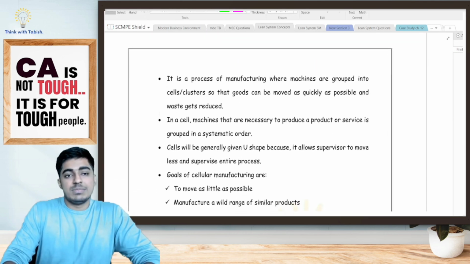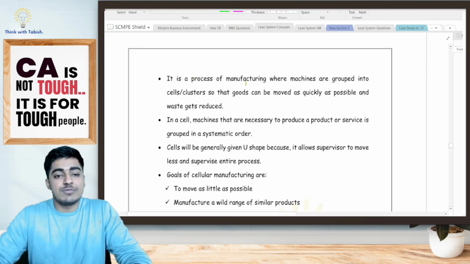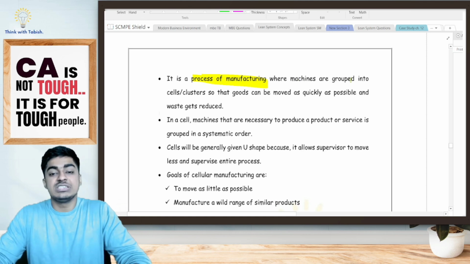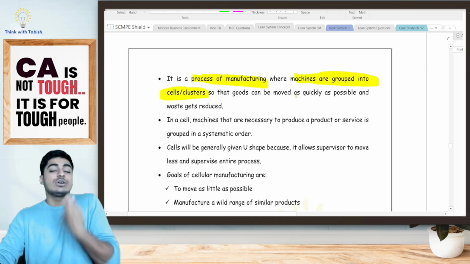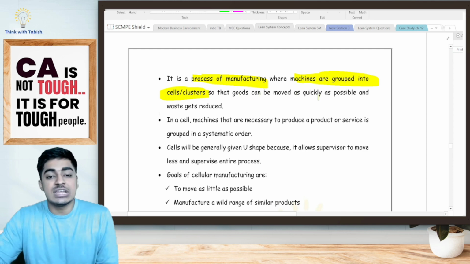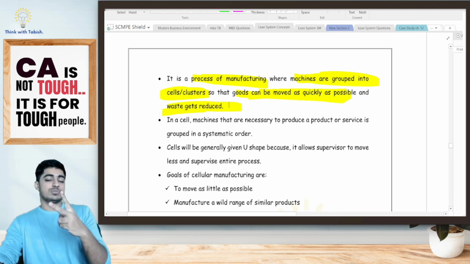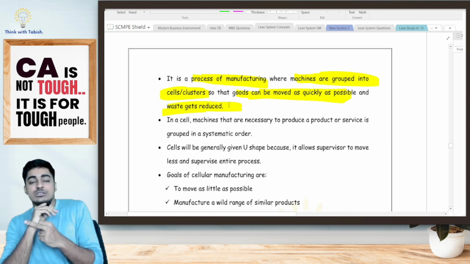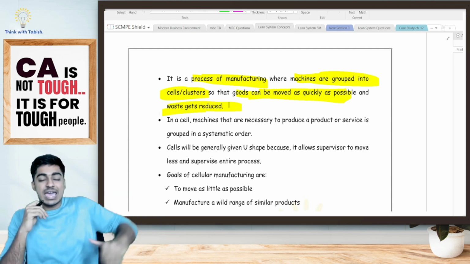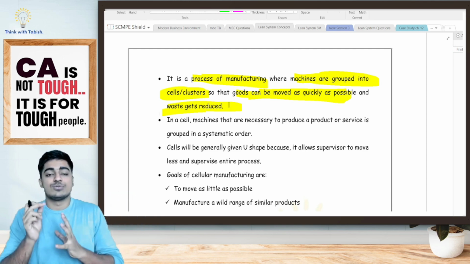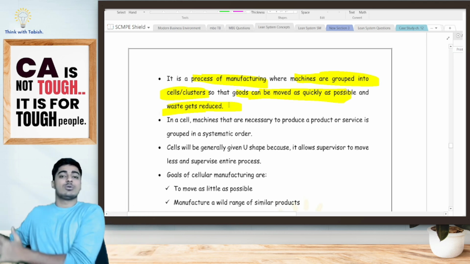So, basics of cellular manufacturing. What is it? It is a process of manufacturing where machines are grouped into cells or clusters. Why are we grouping them? So that goods can be moved as quickly as possible and waste gets reduced. Two objectives. First, we want to reduce whatever waste is there in the production process. Second, the movement of goods should be as quick as possible.